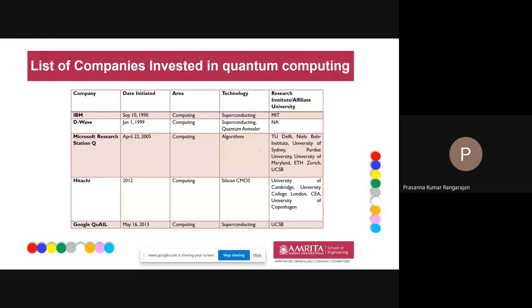I just wanted to list out a few of the companies that have invested in quantum computing. As I told you, this is really a very costly affair as of date, just as computers maybe were in their early days of introduction. So commercially, they are not out in the market, but companies like IBM started way back in 1990. They are using superconducting technology. They are doing it with MIT, and there's a company called D-Wave, which started in 1999, and they also use superconducting and quantum annealer. And of course, Microsoft, they are actually doing a wonderful job. They started a bit late, in 2005. They have their own tools like Q-Sharp, just like C-Sharp, they have Q-Sharp.